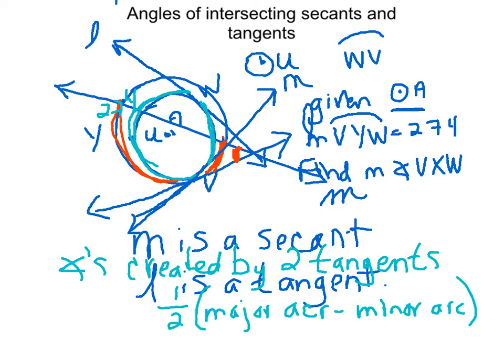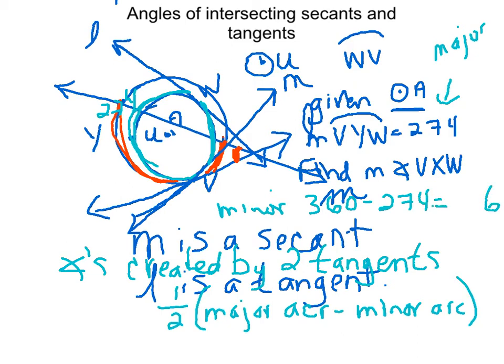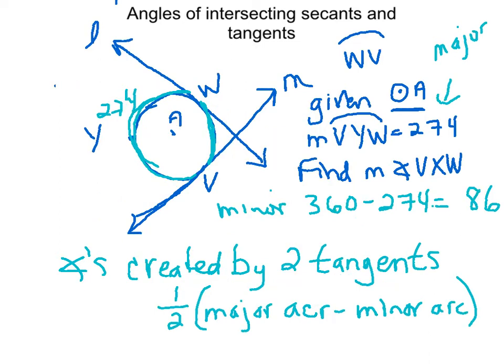So it feels like we don't have enough information, but remember, how many degrees is it all the way around the circle? It's 360. So this guy here is our major arc. And to find the minor arc, we just need to do 360 minus 274. That's going to be 86 degrees.